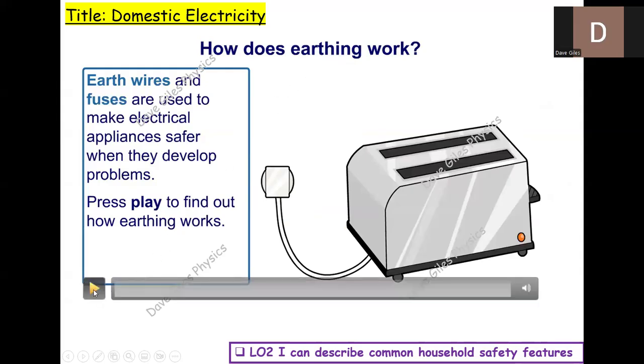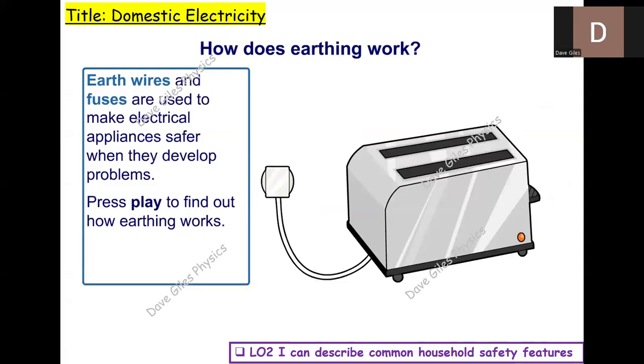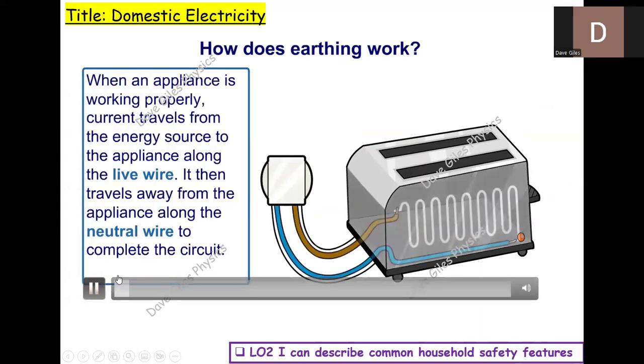So there's a little video on how earthing works. I've put this on a few times, a little bit about earthing, just because it's an area where students always tend to struggle. So here's an example of a toaster. When the appliance is working properly, current travels from the energy source to the appliance along the live wire, and then travels away from the appliance along the neutral wire to complete the circuit.